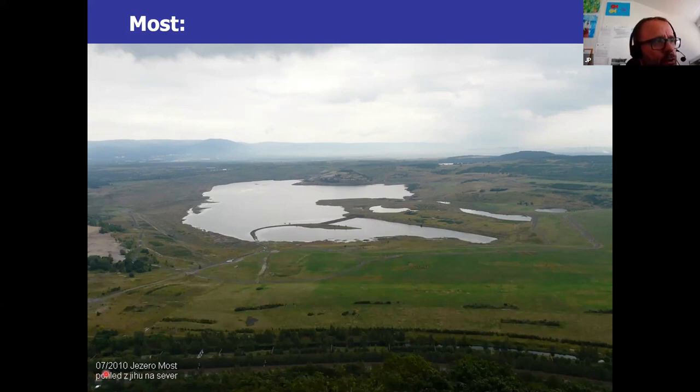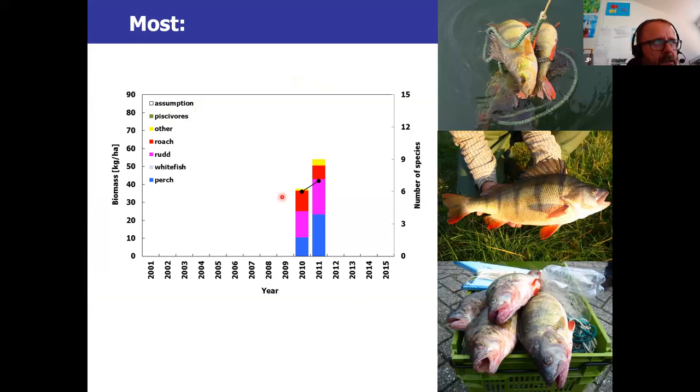In June 2010, these two water bodies, the Most Lake and the Silver Lake, get connected. And this is very important because I have already mentioned 2009, the lake was fishless. In 2010, in the middle of the year, when the two water bodies were connected, we got the amount of fish stock in the whole Most Lake evaluated to nearly 40 kilograms per hectare.